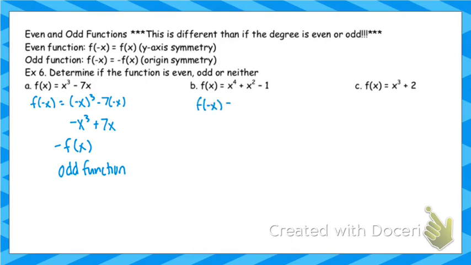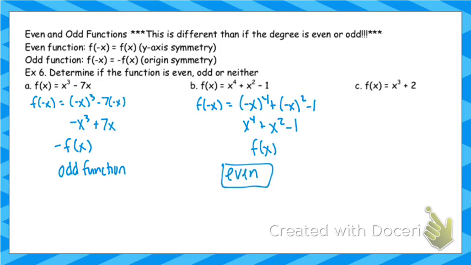If we plug in negative x, I get the exact same as my original. If I get the exact same function, that's an example of an even function. Again, just because every even degree function is not necessarily going to be an even function, but you'll have some cases where they are. Because again, these are cases where they have y-axis symmetry. But if you think about something like this, that has an even degree, but it doesn't have y-axis symmetry. So even though it has an even degree, it's not an even function.